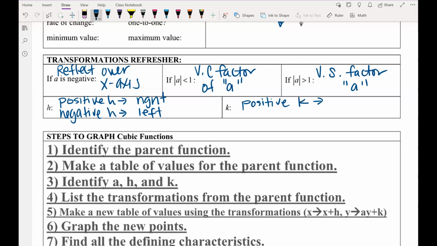To the right. Well, right is H. K is, huh? To the left. Nope, negative H would be left. Up. Up, positive K goes up. Parker, what happened when our K value is negative? Down. Good.